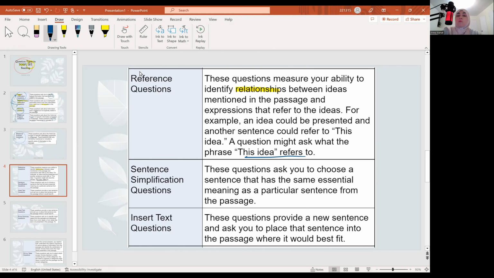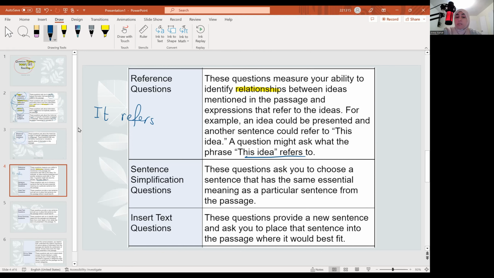This is probably one of the ones similar to what we're used to during school years. So they would say, for instance, it refers to what? Or they would talk about John, for instance, and then they will mention he, and then they will ask who does he refer to, or they might say this man, and then who is that man? Is it John? Is it Michael? Is it whoever? So this is how reference questions are.